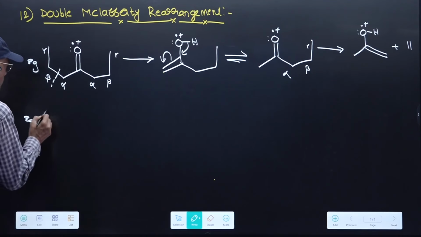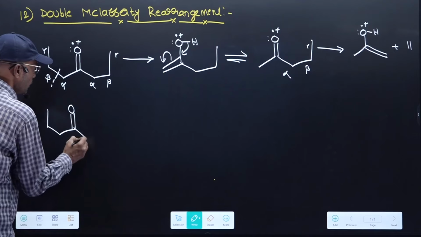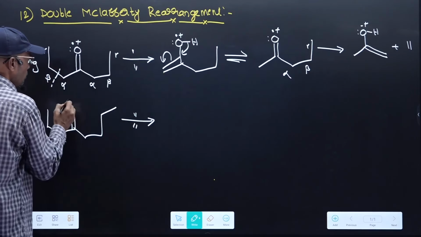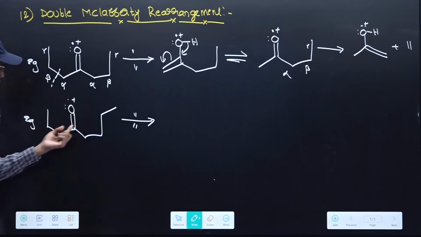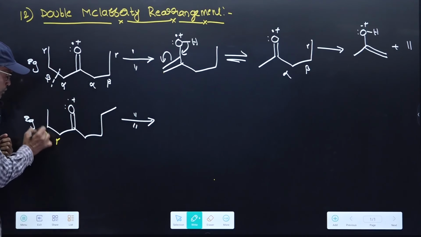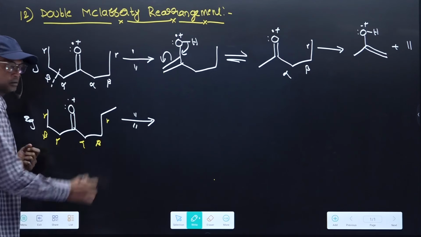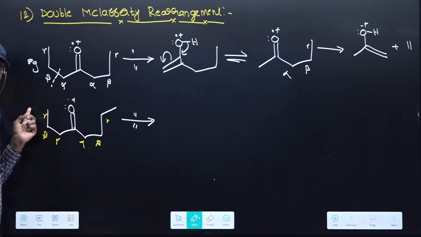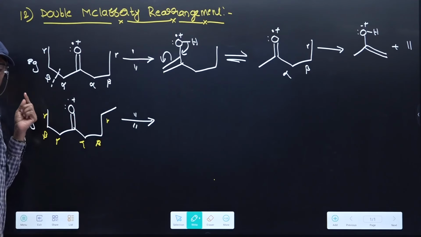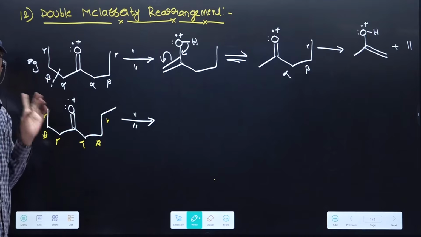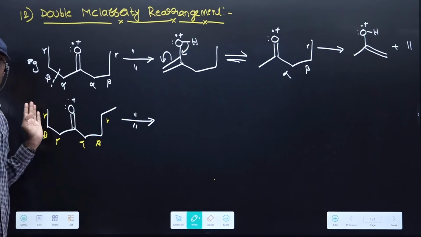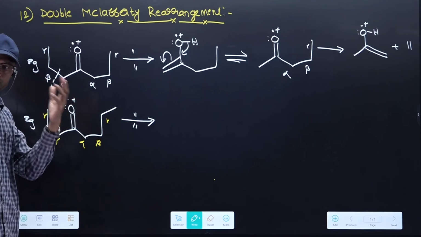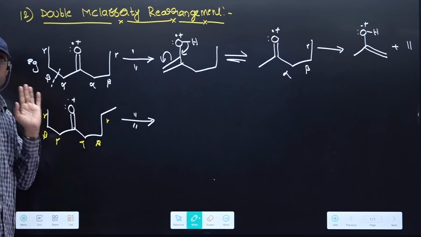Suppose a molecule has this side; see, McLafferty, double McLafferty. How to do double McLafferty? See, right side and left side are not the same, right? On the right side the gamma carbon has a methyl, and on the left side the gamma carbon has only hydrogen. So which side will you fragment first, right side or left side? Right side. Whichever side's gamma carbon has more substitutions, that will be initiated first.